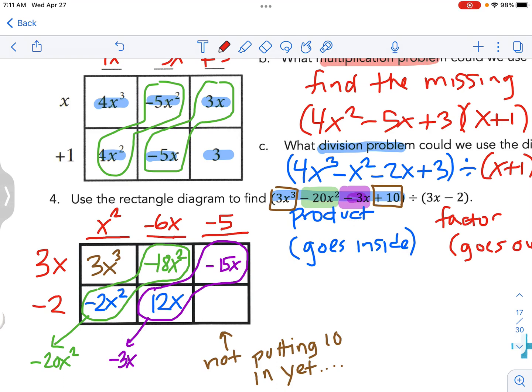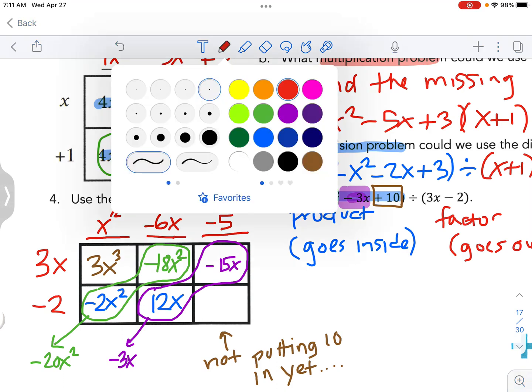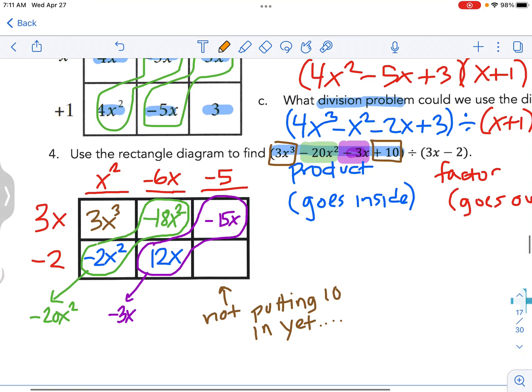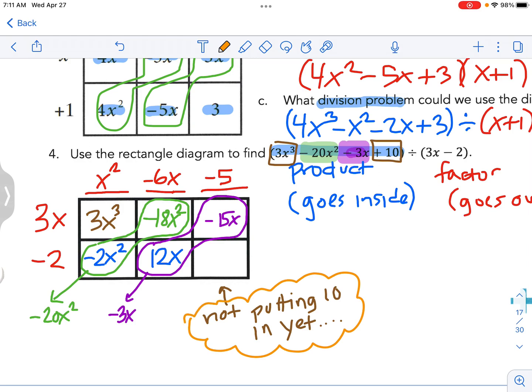So now I'm coming back to this question. I'm really running out of colors here. How about orange? Now I'm coming back to this question here. I said I didn't put in 10 yet. So now I do this last multiplication. Negative 5 times negative 2, that is definitely positive 10, which is my last term. All right, that is this term right here. And the reason why I didn't fill it in right away is because sometimes that doesn't work out.